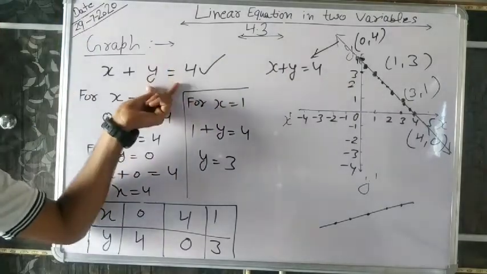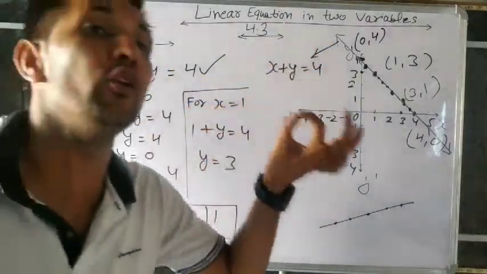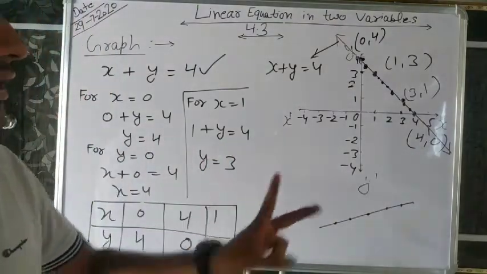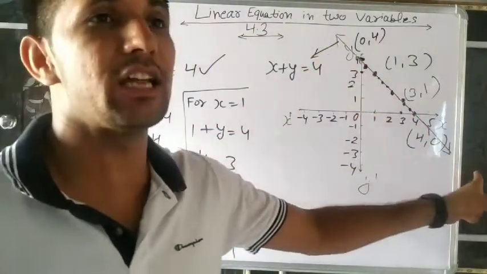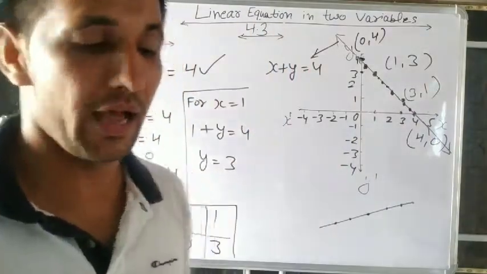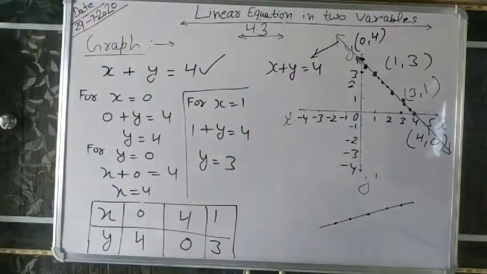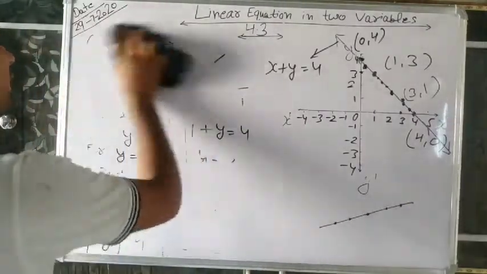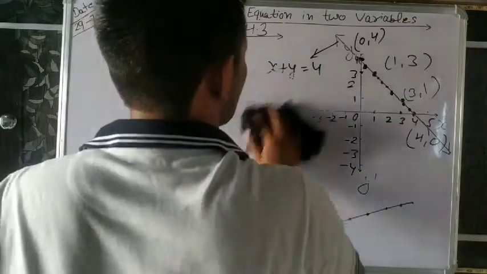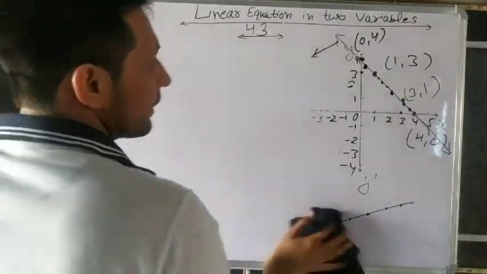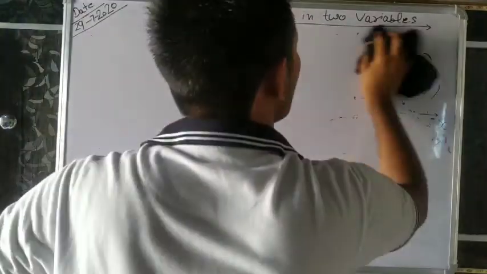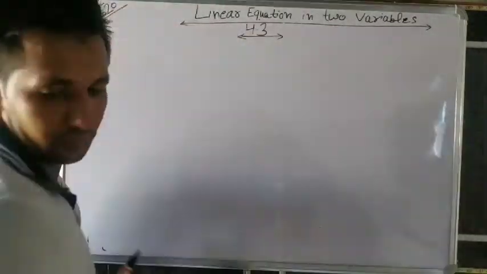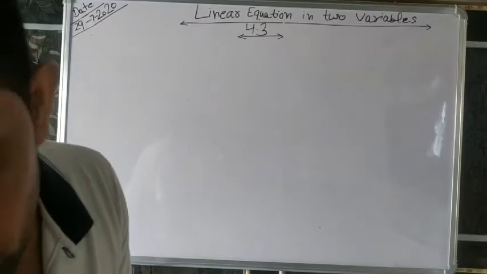So every linear equation in two variables has how many solutions? Infinite. And the second important point: the graph of a linear equation is always a straight line. So note it down. It is the first question. I am writing: the graph of a linear equation in two variables is always a straight line. You can note it down.